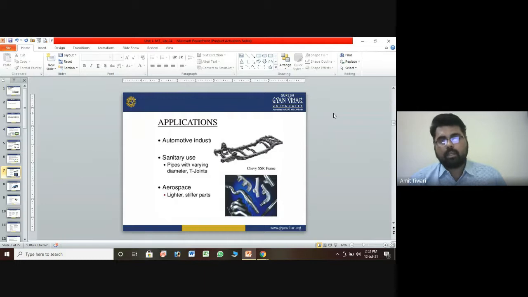It's easy to understand, and there is no limitation, because this technique can make the material into a complex shape as well as the simplest shape, whatever shape we desire, with the help of hydroforming. So you can also make this type of shape. These are some applications. You can see a pipe with varying diameter.